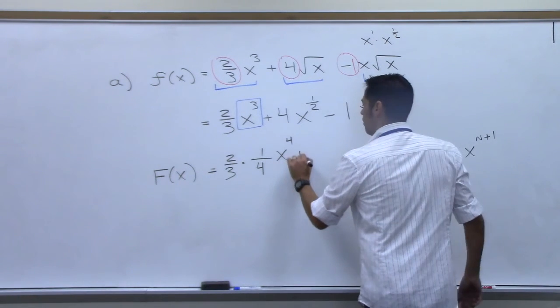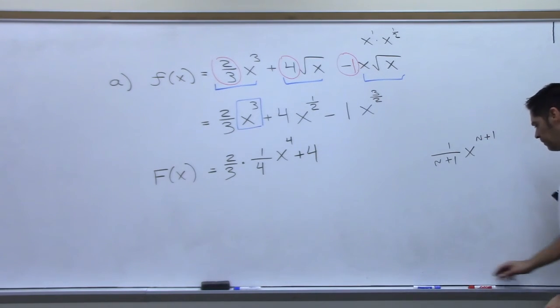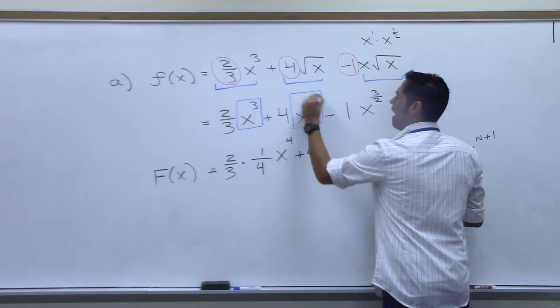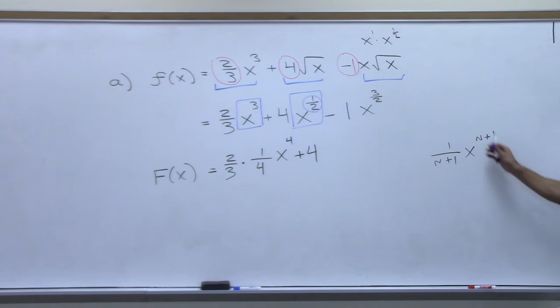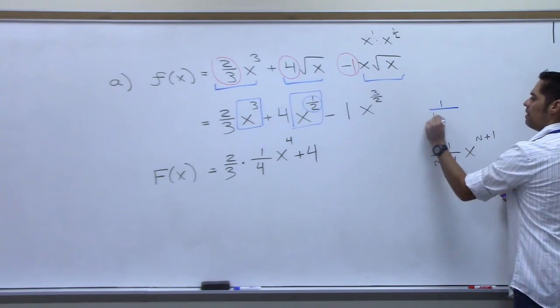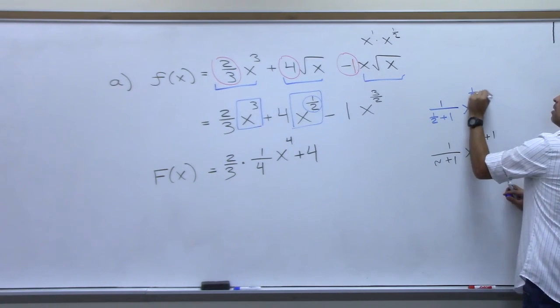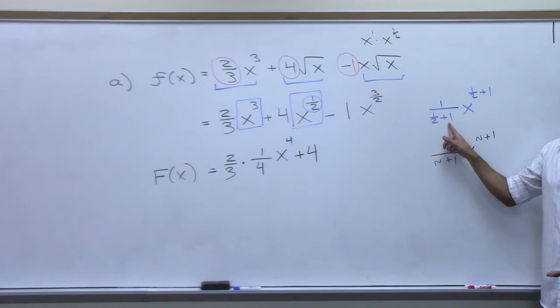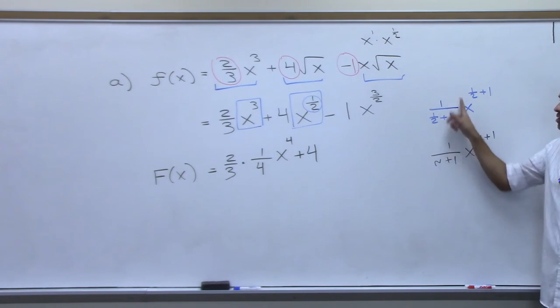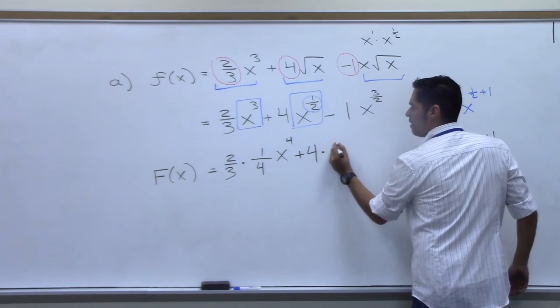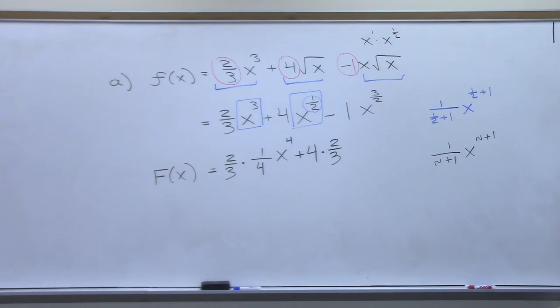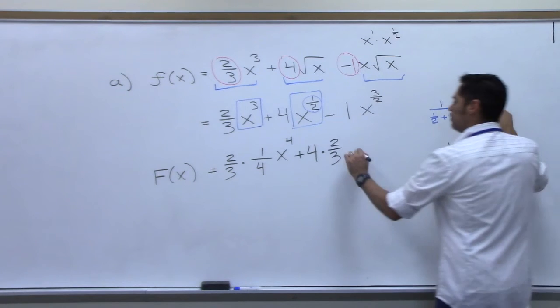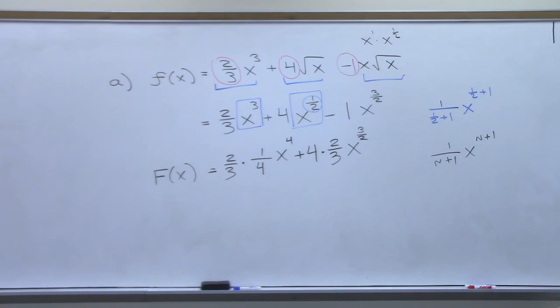Okay, we're going to move on to the next one. Plus 4. And now things get a little bit more challenging, don't they? Because now your power is a fraction. So you still have to do this, right? 1 over n plus 1, x to the n plus 1. You have to get good at adding and subtracting fractions in this class if you want to work fast. So 1 over 1/2 plus 1 is 3/2, but then flip it because it's 1 over that. So this turns into 2/3, slapped right next to the 4 with multiplication, and then x to the 3/2. Everyone good?